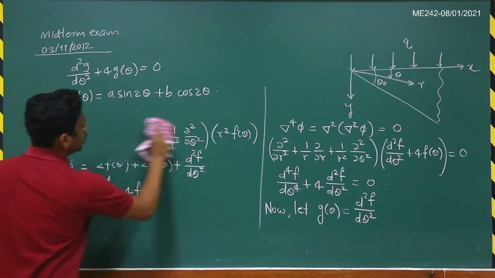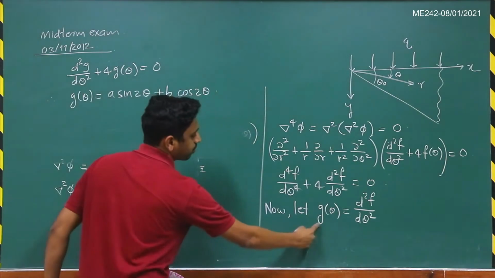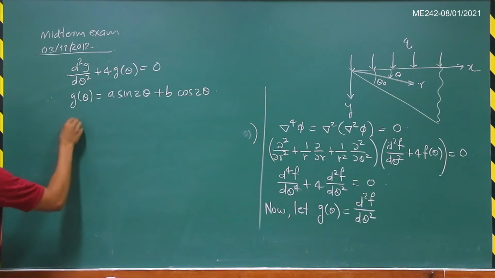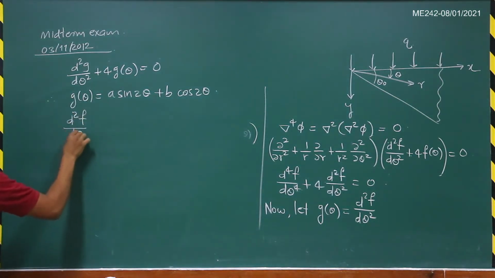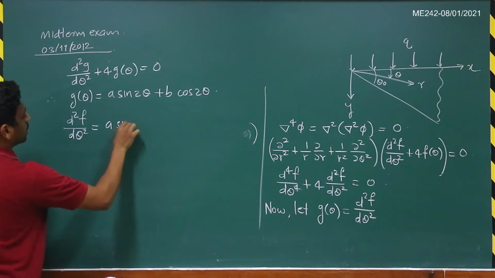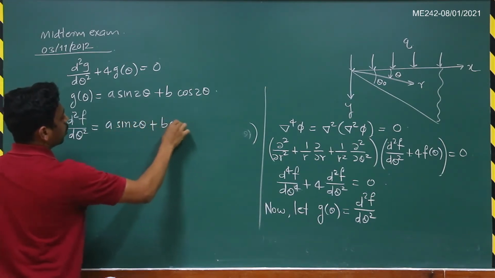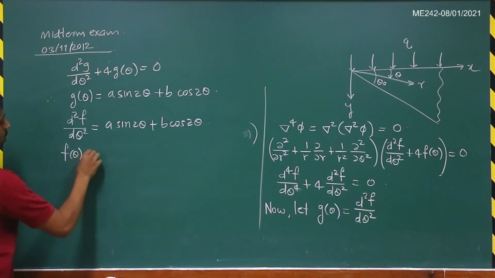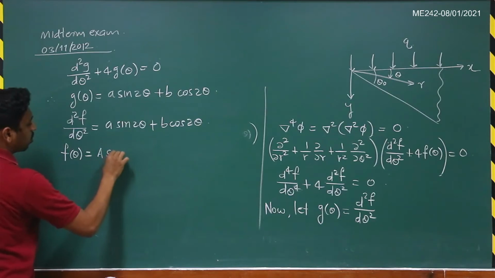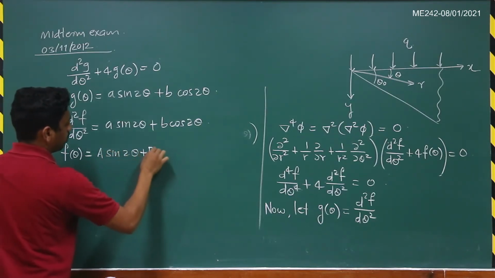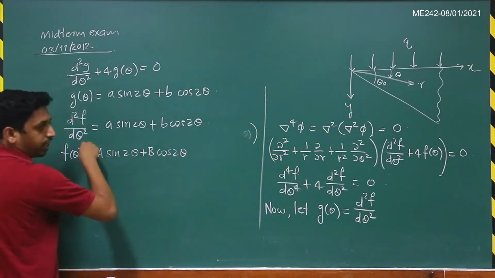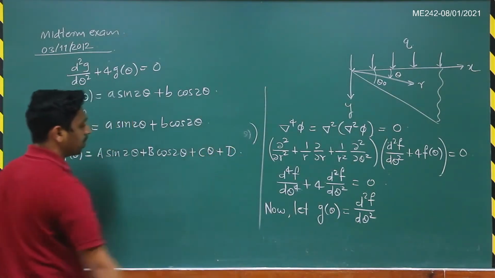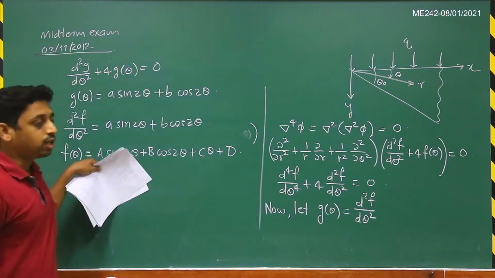Now let's put this g of theta into the differential equation. We get d2f over d theta square equals a sin 2 theta plus b cos 2 theta. By solving this differential equation and integrating twice, we get f of theta equal to some constants times sin 2 theta and cos 2 theta, plus a linear function of theta, c theta plus d.